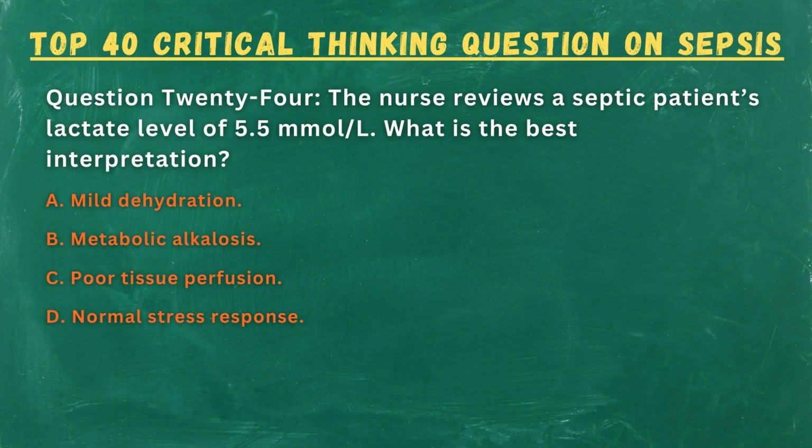Question 24. The nurse reviews a septic patient's lactate level of 5.5 millimoles per liter. What is the best interpretation? A. Mild dehydration. B. Metabolic alkalosis. C. Poor tissue perfusion. D. Normal stress response. Answer: C. Poor tissue perfusion.